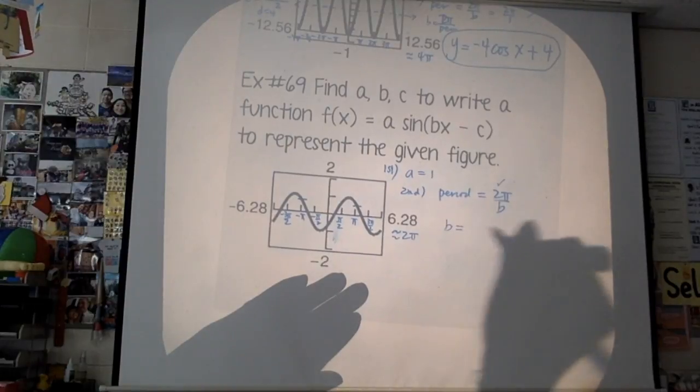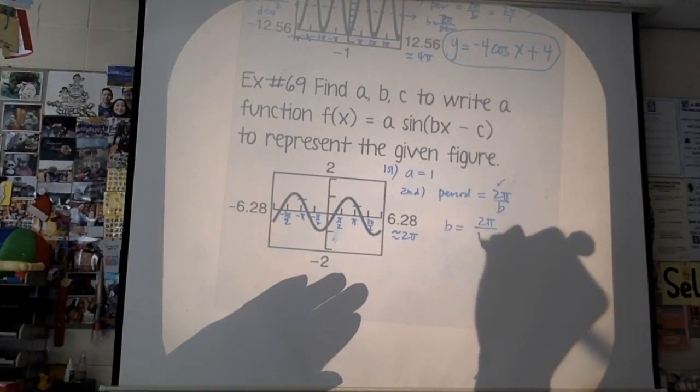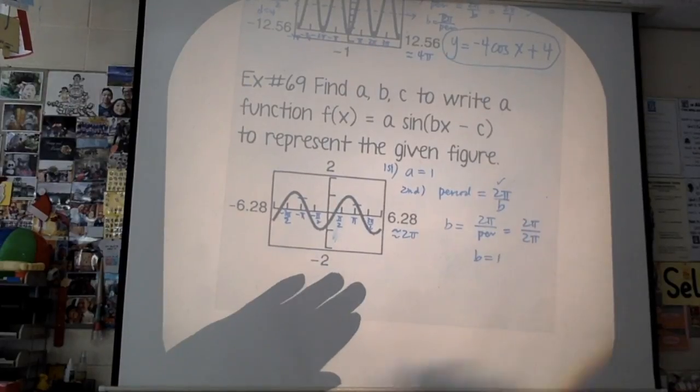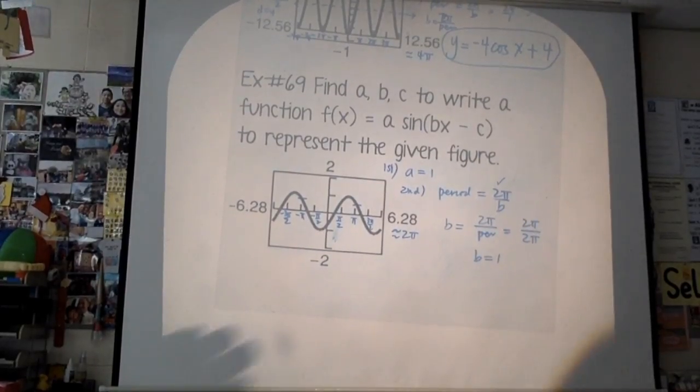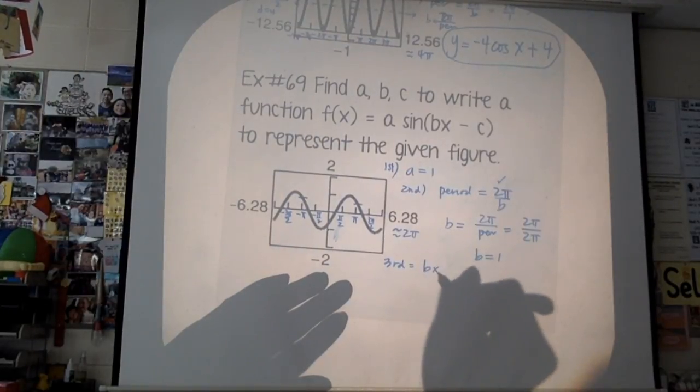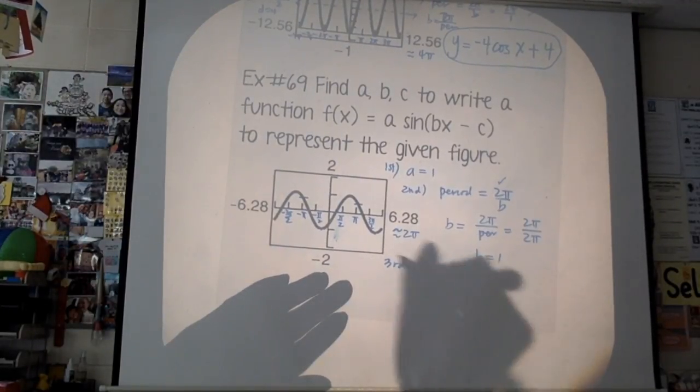Our period is 2 pi over b. So we need to calculate b. b is 2 pi over our period. What's our period? 2 pi. So our b must be 1. Okay? Our b is equal to 1. Let's go to the third step. bx minus c equals 0.